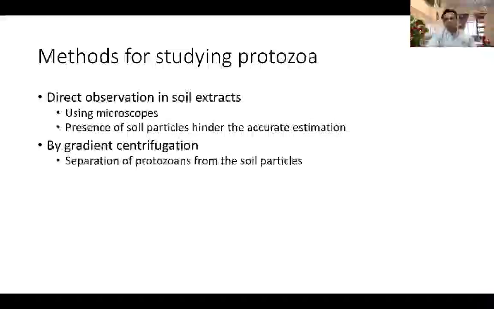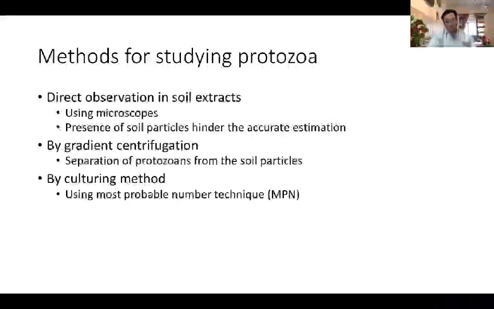So to avoid this hindrance, we can perform gradient centrifugation, in which the protozoa are separated from the soil particles. Then we can also culture the protozoa. In this case, we make a number of cultures, and then we use the most probable number technique.